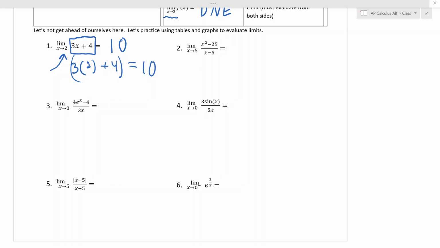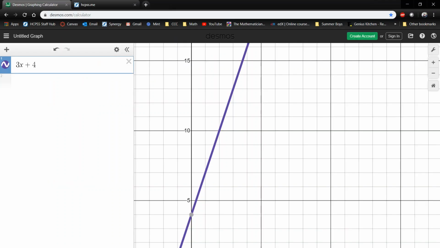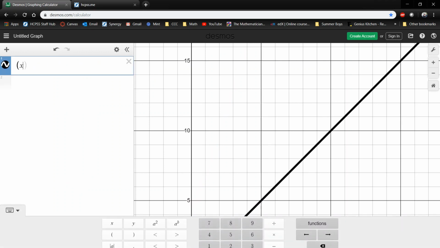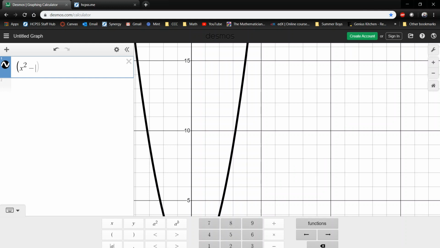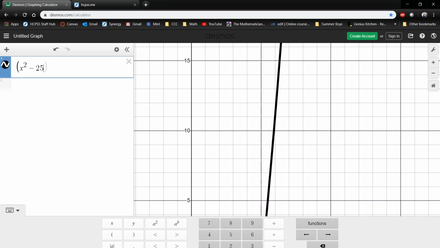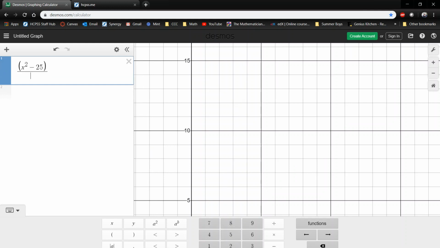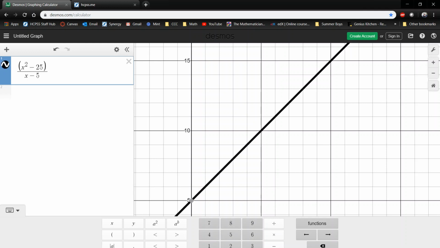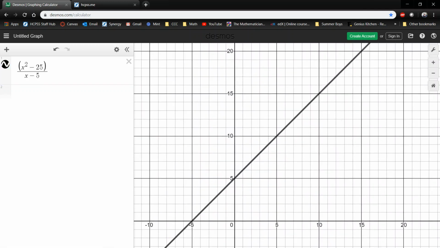But if we look at example 2, it's a little more complicated. We've actually seen this limit before. But just to attack it graphically, you have to put it in parentheses here. So we need the numerator to be in parentheses. Then we need the denominator to be down here by itself, also in parentheses. So that's the limit we're talking about, but I'm talking about the x value of 5.